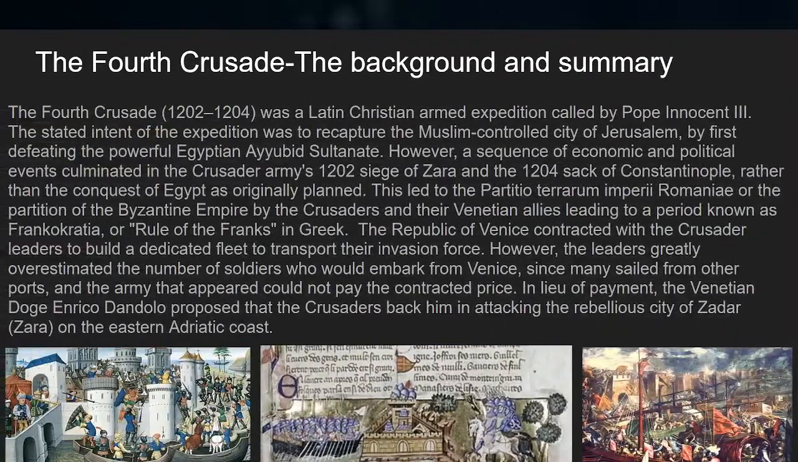All right, here's the Fourth Crusade, the background, and here's the summary. Here's a little background. The Fourth Crusade, 1202 to 1204, was a Latin Christian armed expedition called by Pope Innocent III. The stated intent of the expedition was to recapture the Muslim-controlled city of Jerusalem by first defeating the powerful Egyptian Ayyubid Sultanate.